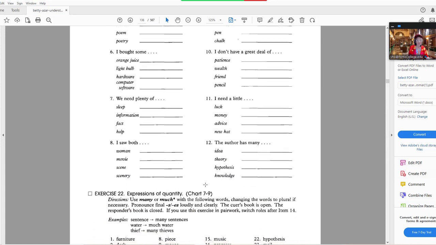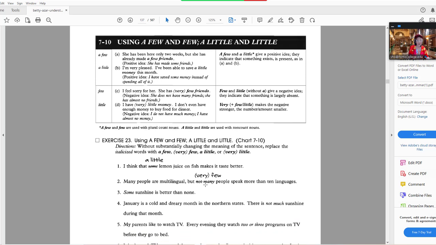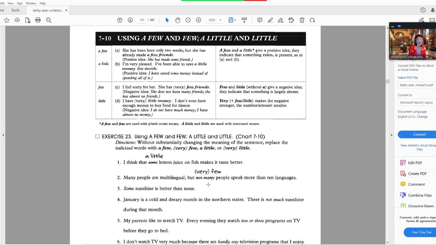So let's go back to using a few, a little, and little. So she has only been here 2 weeks, but she has already made a few friends. So a few is used with countable nouns. That means that she made some friends. I'm very pleased. I've been able to save a little money for this month. Positive idea. I have saved some money instead of spending all of it.